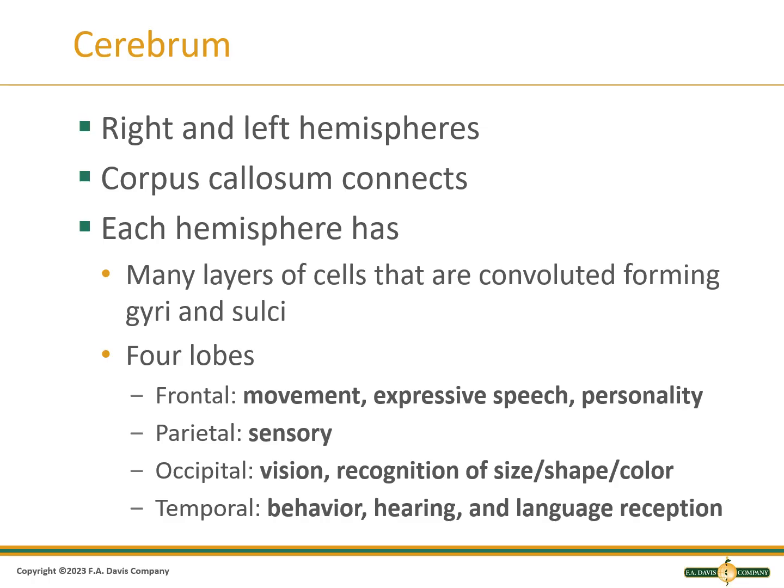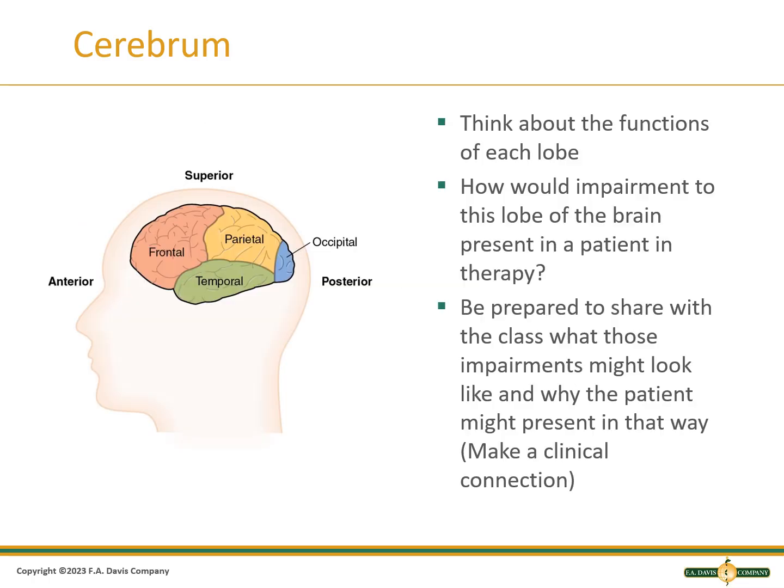The parietal lobe is responsible for sensory information. The occipital lobe is responsible for vision and the recognition of size, shape, and color. And the temporal lobe is responsible for behavior, hearing, and language reception.